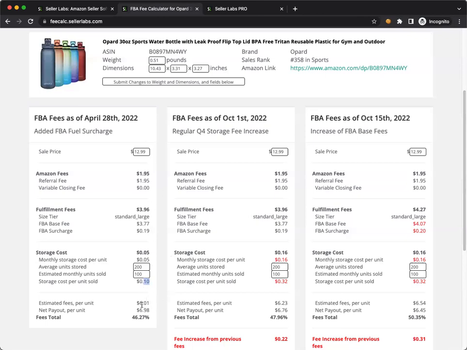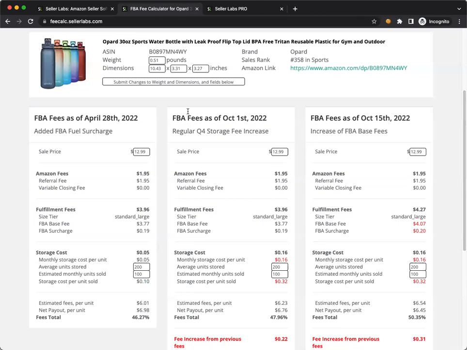So we add up all those fees. We get our net estimated fees, or our payout after we subtract the fees from the sale price. We get our net payout of $6.98. The fees represent 46.27% in this case. So that's just a real quick walkthrough of the main inputs we have here and how we calculate and think about that.